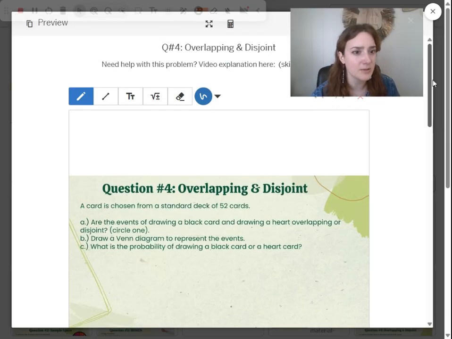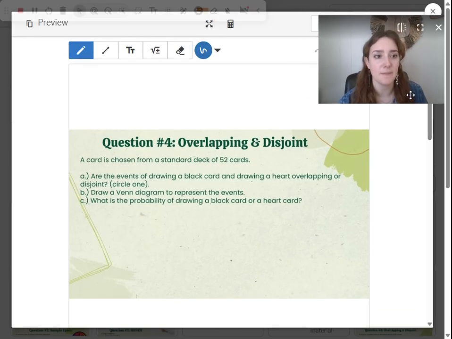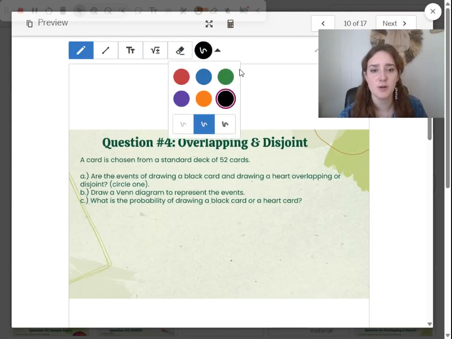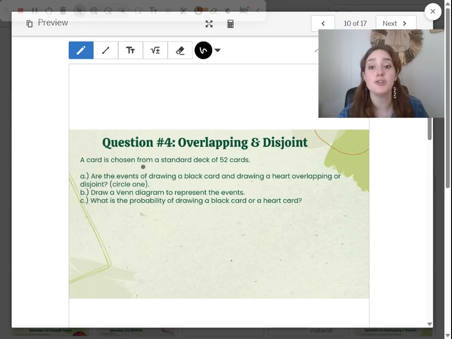Can I scroll down a little bit? Here we go. Okay, perfect. Overlapping and disjoint. A card is chosen from a standard deck of 52 cards. Are the events of drawing a black card and drawing a heart overlapping or disjoint? We need to circle one.